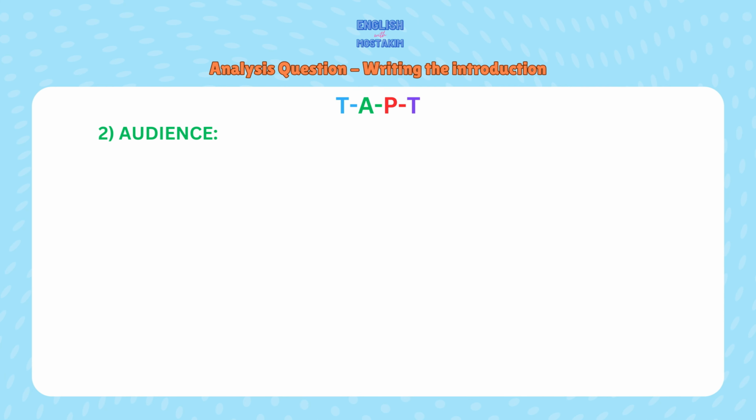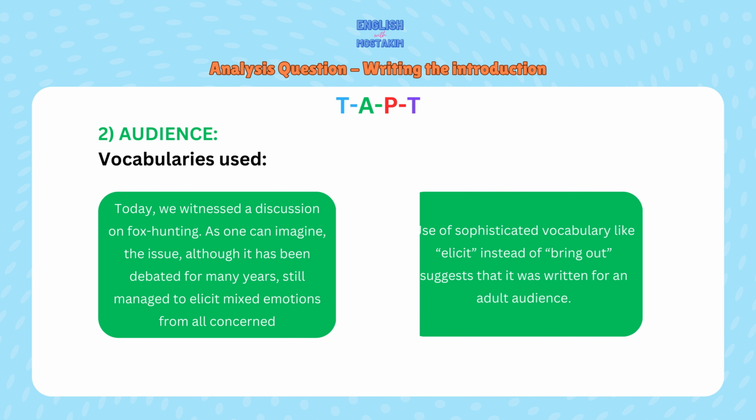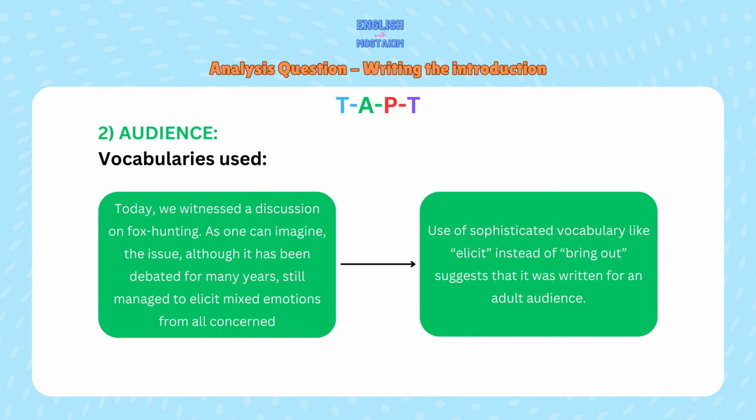Next up, let's look at an example on how to analyze the audience from the vocabulary used. So here in this paragraph, we can see: today we witnessed a discussion on fox hunting. As one can imagine, the issue, although it has been debated for many years, still managed to elicit mixed emotions from all concerned. So here we can see that they have used some complex vocabulary, words such as elicit, which can simply mean bring out, but instead of saying bring out, they have used elicit.